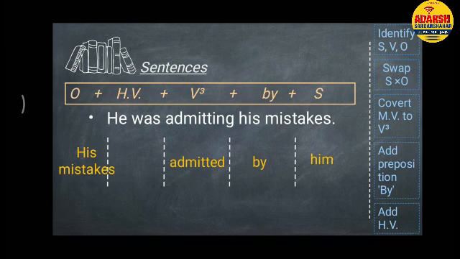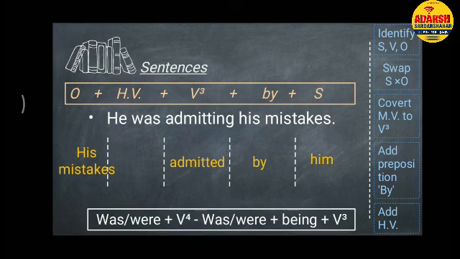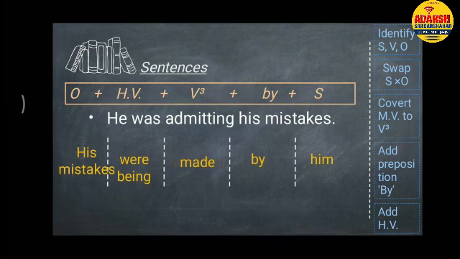So let's again recall our helping verb in active and passive both. In active it is was plus verb's fourth form. Verb's fourth form is the continuous form, the ing form. Okay. Now in passive, the helping verb is was plus being plus verb's third form. So here his mistakes is plural, so we're going to use were being, and the third form we already put there. Now let's write here were being.